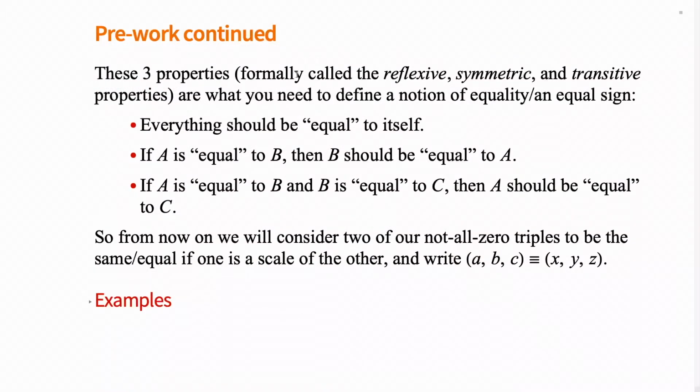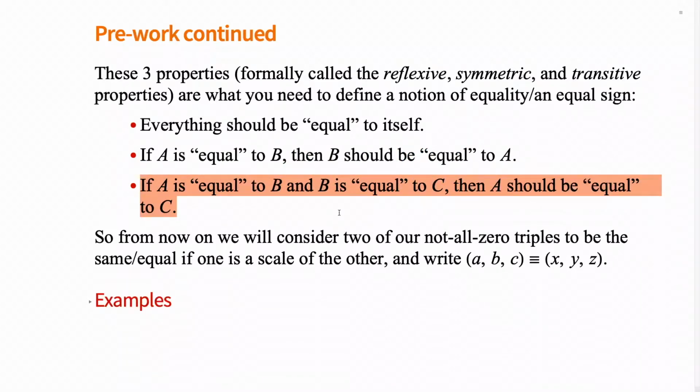These three properties, which are formally called the reflexive, symmetric, and transitive properties, are what you normally need to define the notion of equality or an equal sign. An equal sign's got to have three properties. Everything should be considered equal to itself. If A is equal to B, then B should be equal to A. And if A is equal to B and B is equal to C, then A should also be equal to C. These are exactly the three properties that our association of triples have.